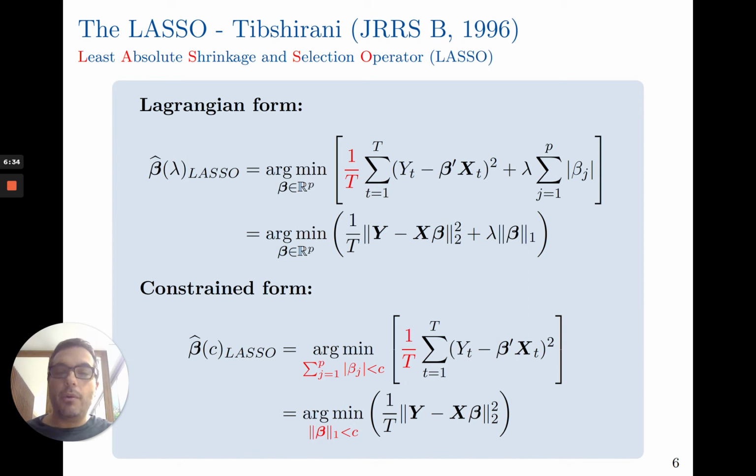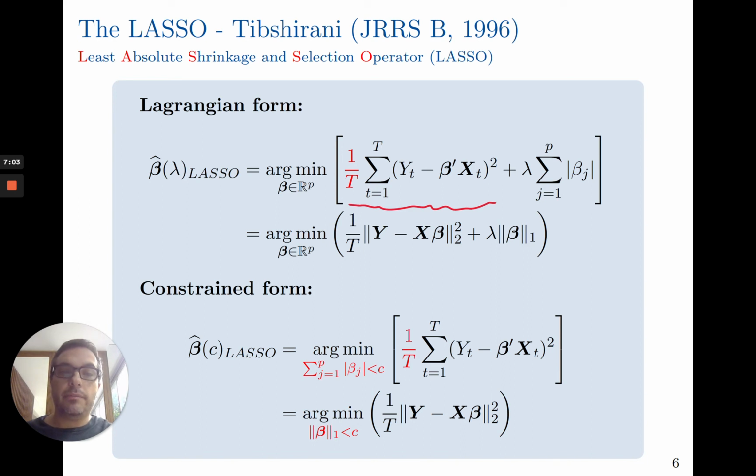All right, so how lasso is defined, the beta lasso. There are two ways of defining lasso, and they are totally equivalent. The first one is what we call the Lagrangian form, or the penalized form. We define the lasso estimator as the argument that minimizes a function that consists of two terms. The first term here is just the sum of the squared errors, okay?